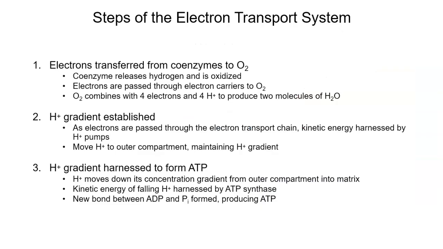All right, let's look at this with a little more detail, but still not as much as we could. The electrons are transferred from the coenzymes to oxygen. The coenzymes, remember that's our NADH and FADH2, release the hydrogen ions and the electrons, and become oxidized. These electrons are passed through the electron transport chain to oxygen, which serves as the electron acceptor. The oxygen, combined with those electrons and hydrogen ions, produces 2 molecules of water.